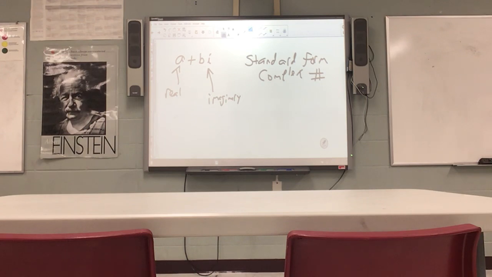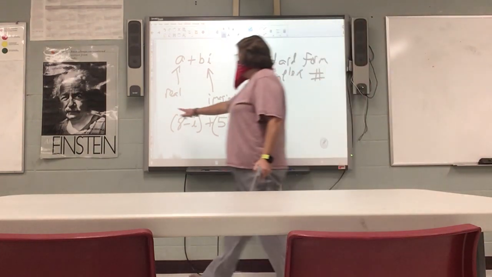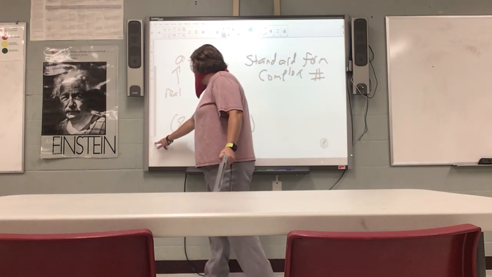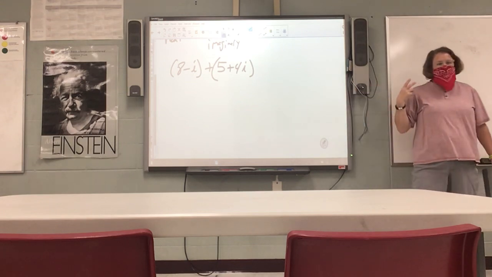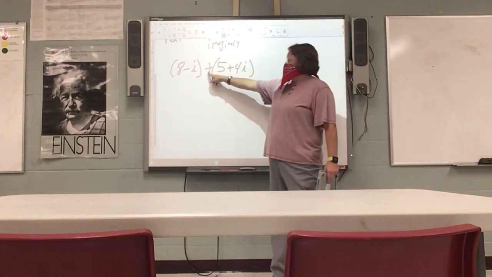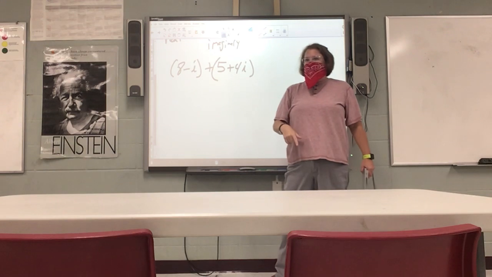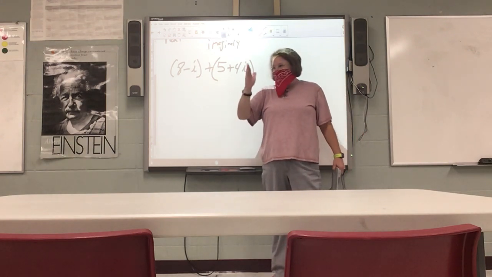Okay, so let's say I had the quantity of 8 minus i, plus the quantity of 5 plus 4i. And the directions say to write it as a complex number in standard form. Now this is really the easiest type of problem you can have because you were taught back in your middle school days to combine like terms, and it's the same thing here. Since this is an addition problem between the two, you're going to add your real numbers. You're going to add your imaginary numbers. You're going to make sure you got them in standard form.